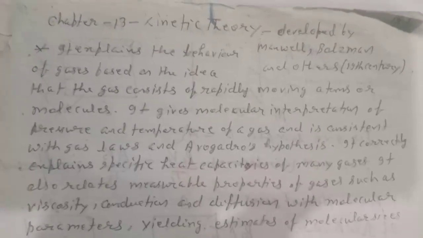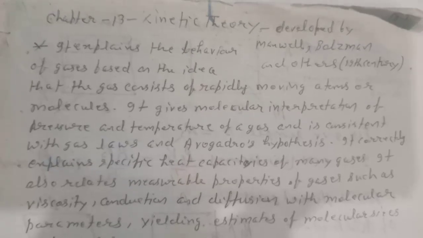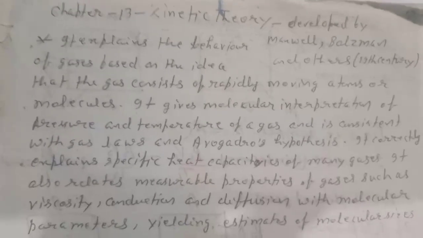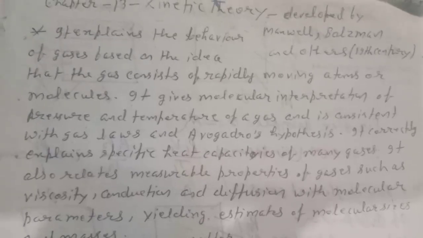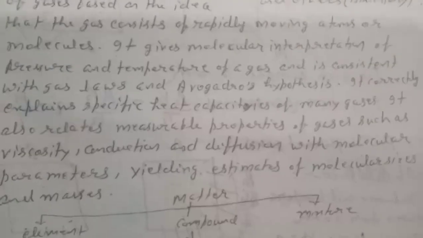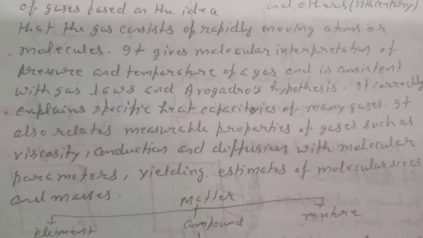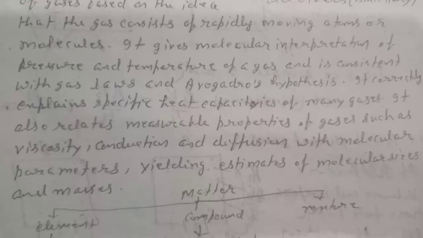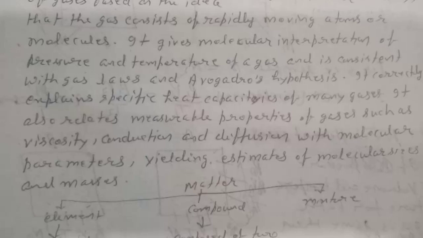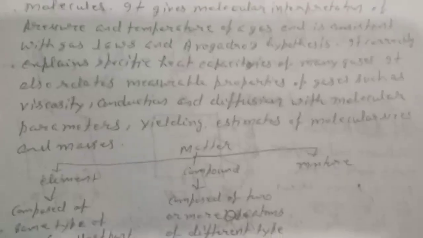The kinetic theory of gases was developed by Maxwell, Boltzmann and others in the 19th century. It explains the behavior of gases based on the idea that a gas consists of rapidly moving atoms or molecules. It gives a molecular interpretation of pressure and temperature of a gas and is consistent with gas laws and Avogadro's hypothesis. It correctly explains the specific heat capacity of many gases.